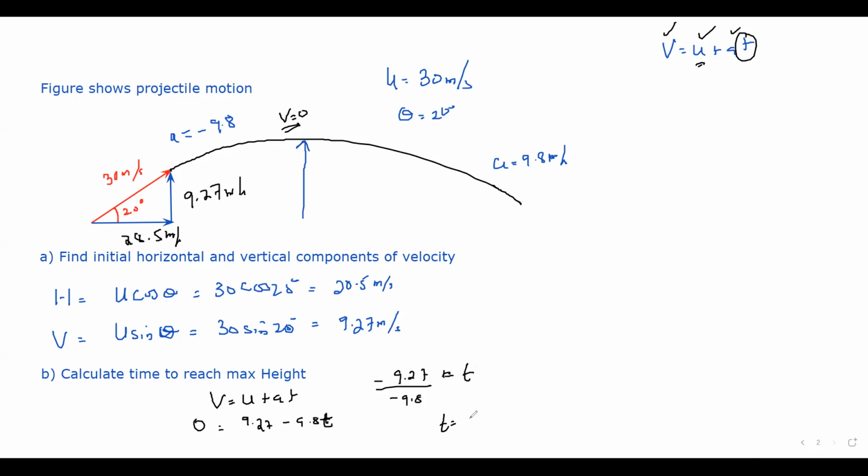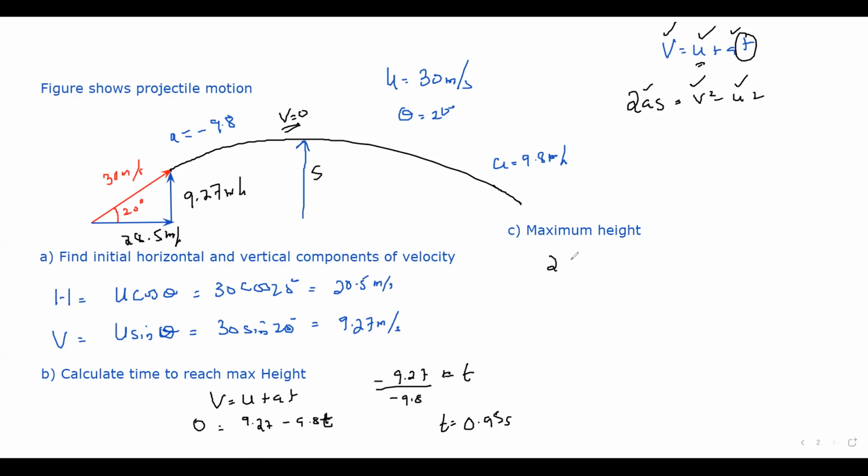0.95 is the time to reach the maximum height. Then if part C is there, calculate the maximum height. So maximum height is a vertical distance, so we can use the equation of motion. We have 2as equals v square minus u square. The initial vertical component is 9.27, the final vertical component is 0, and we have acceleration, so we can find this s. S is actually the vertical distance.